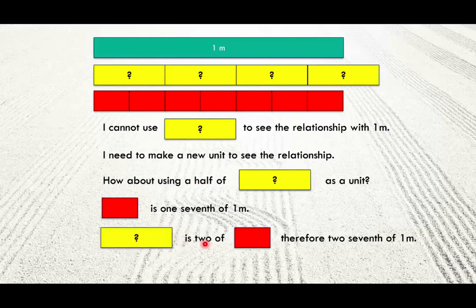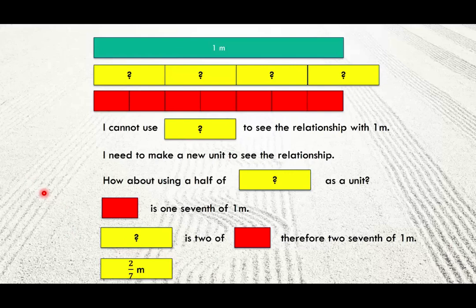So that means this is 2 of them. So how much? This is therefore 2/7 of 1 meter, right? This is 1/7, 2 of them. So we call it 2/7 meter. That's a way to show this mystery strip. But this is a little bit difficult topic.